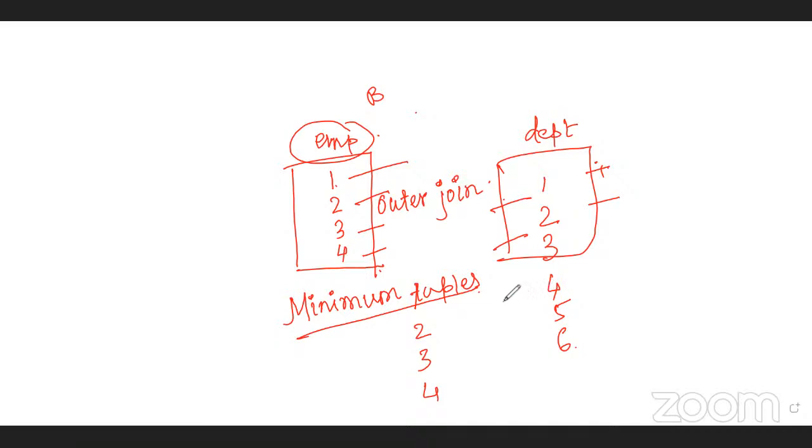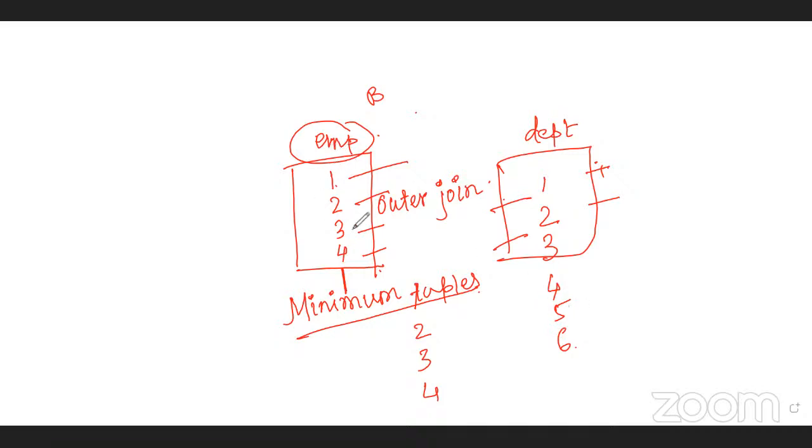So what is the condition of the outer join? First it will match and return the matching tuples, then it will return whichever tuples are not matched from the right, then the right hand side tuples. That is the basic functionality of the outer join. So how will we get the minimum number of tuples?